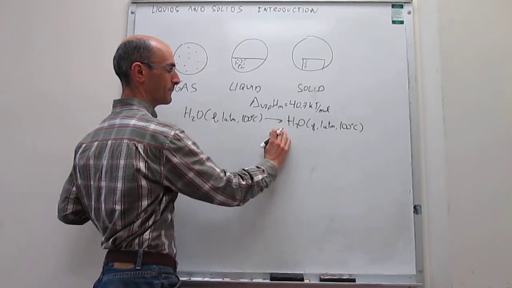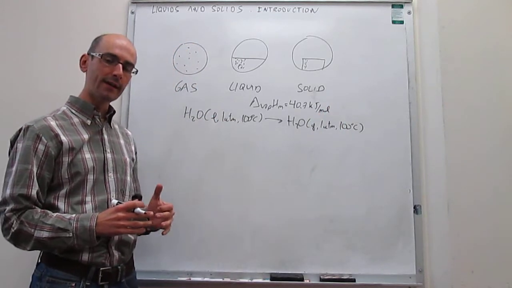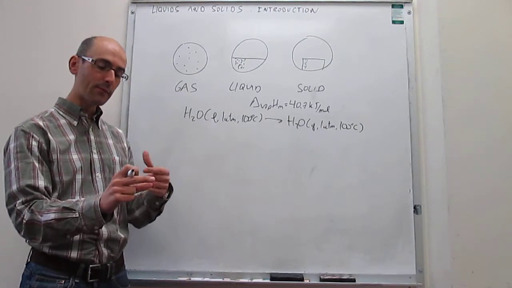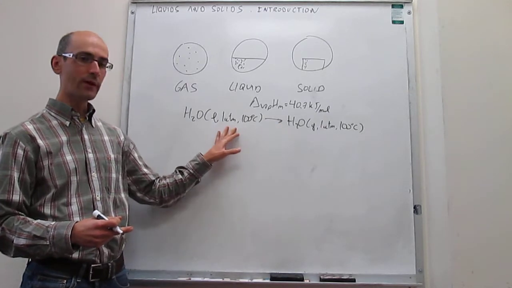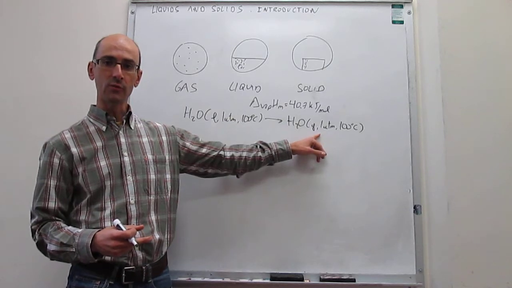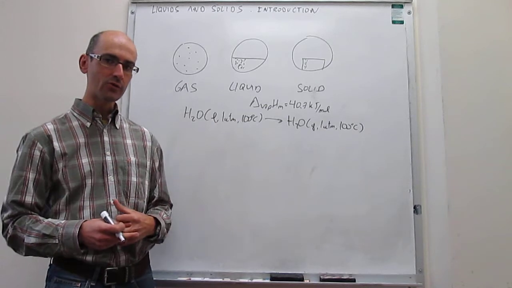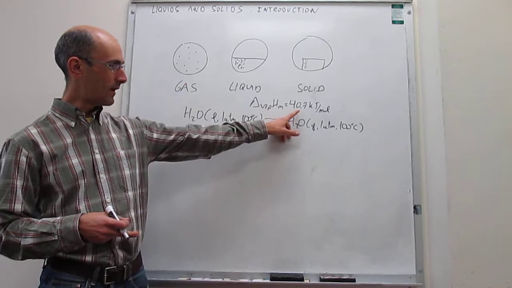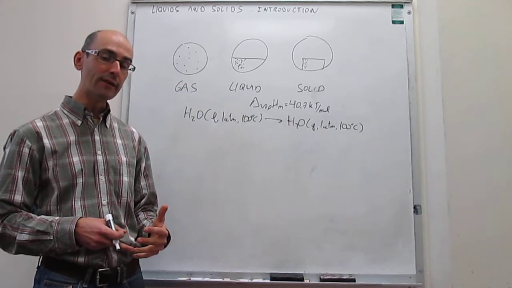Something important is that in this phase transition, we're actually not breaking any covalent bonds. The only thing that we're doing is separating the molecules. So this is a really good measure of the interactions of molecules in the liquid compared to a situation in which those molecules do not interact. It gives you a really good measure of how strong those interactions are between molecules in the liquid phase.